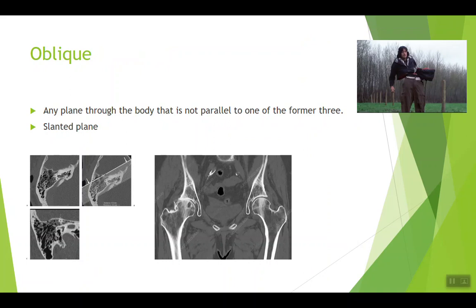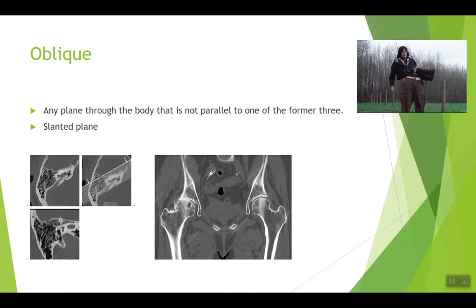Oblique plane. An oblique plane is any plane through the body that is not parallel to one of the other planes that you just learned about. So it's kind of going through the body or part at an angle. I really don't think it's possible to scan the vertebral column in an oblique plane unless somebody's got some kind of weird twisted up scoliotic spine, right?